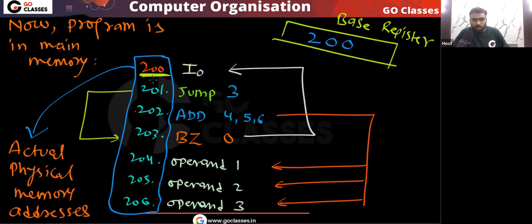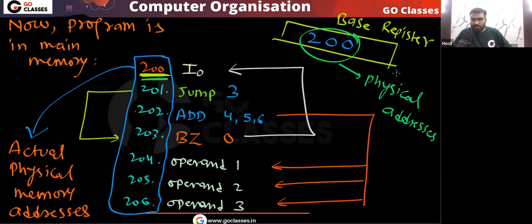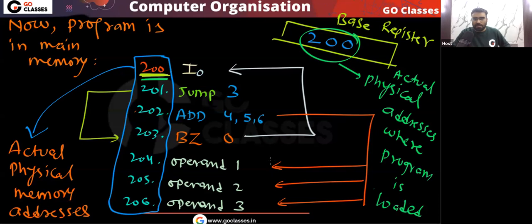In the base register, you put the physical address. This is the actual physical address where the program is stored, where the program is loaded. Is this clear? Very simple. So just put 200 in the base register.